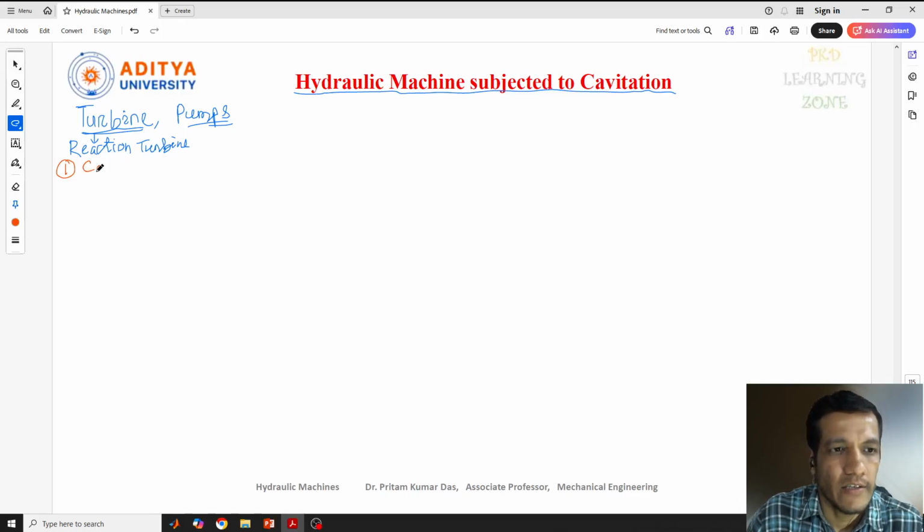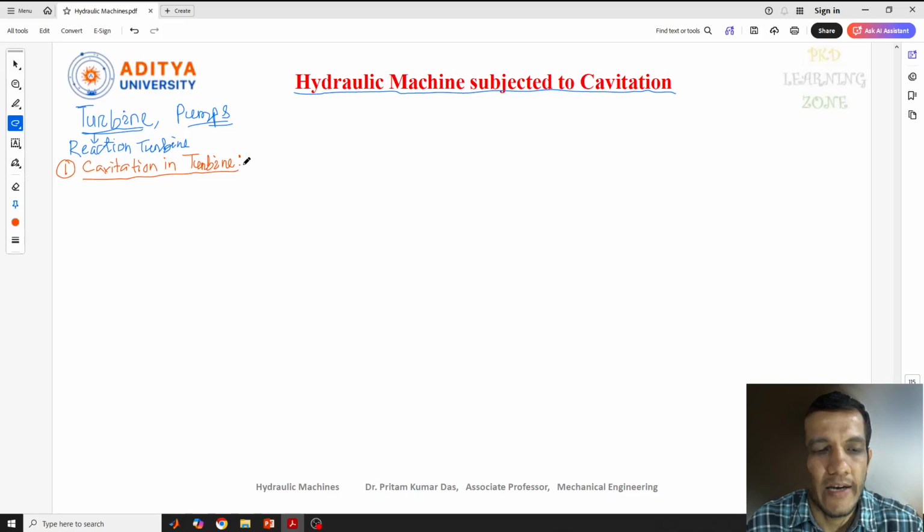You can write this down: cavitation in the turbine. Yesterday we discussed it, but not in detail. If you remember the turbine, there are a few parts: the runner, the different blades, and also the casings.